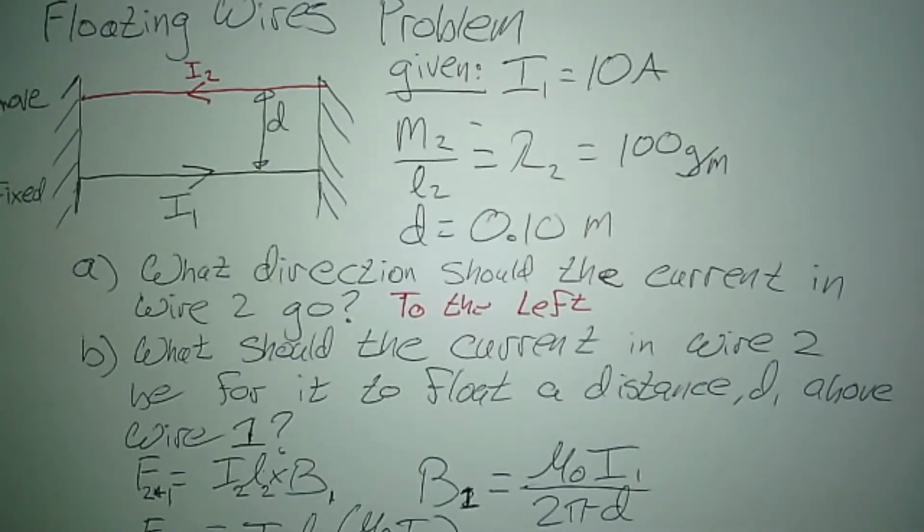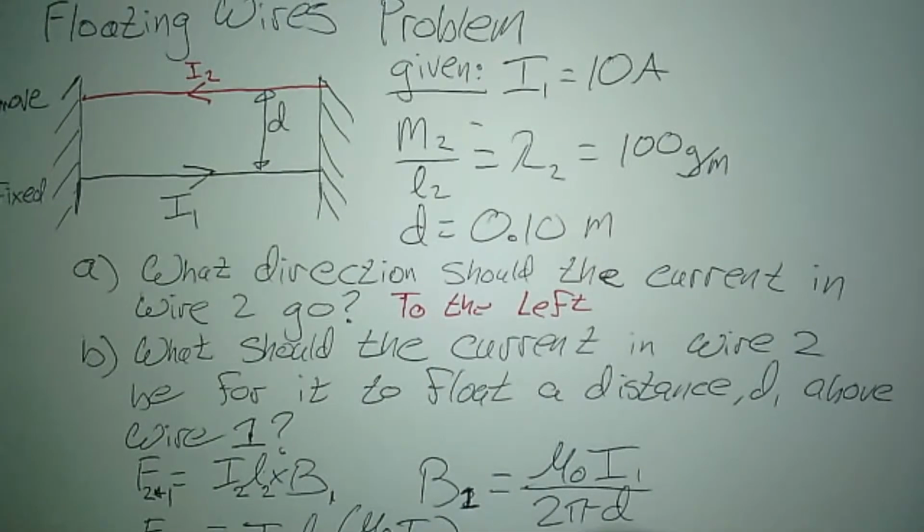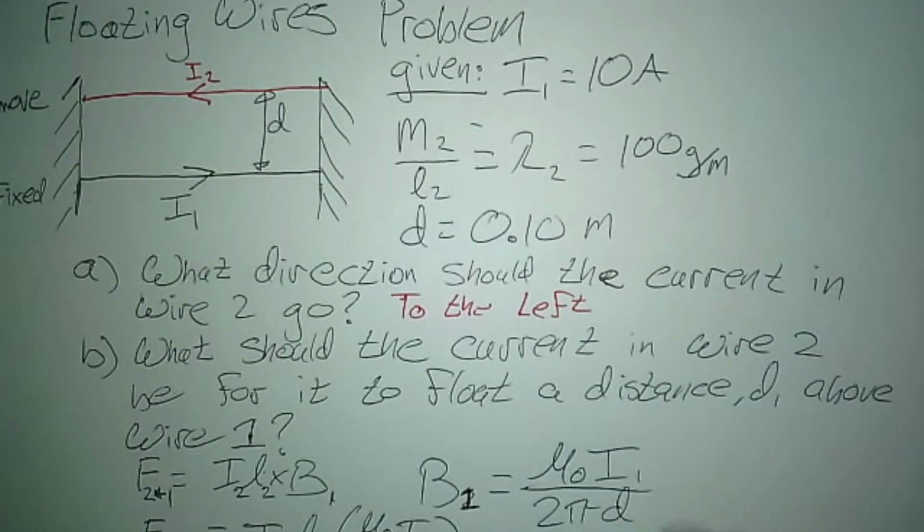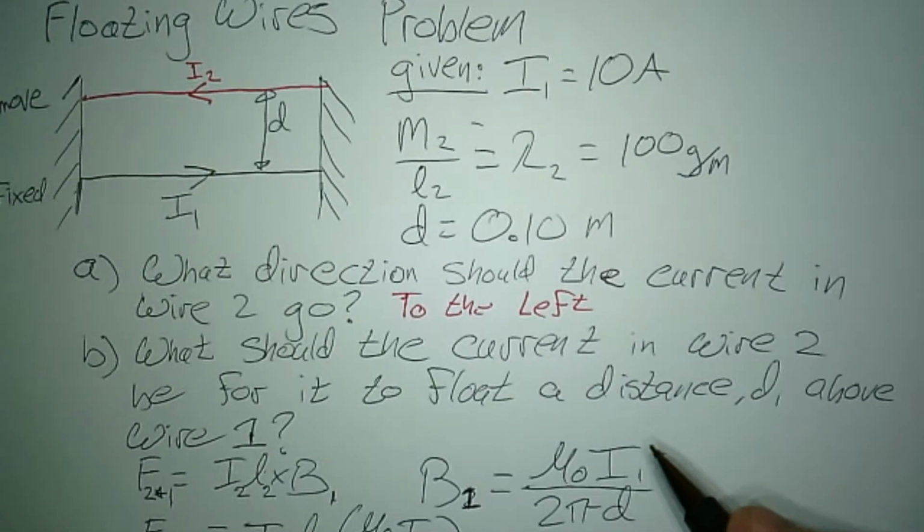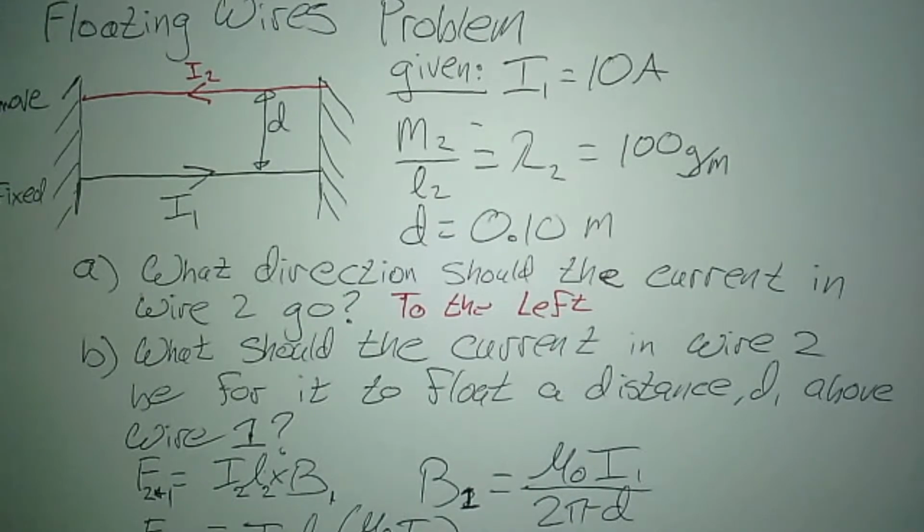And then now I just want to simplify this a little bit, and we'll say mu naught. So the question is, what should the current in wire 2 be, right? So we're going to want that I2 by itself.